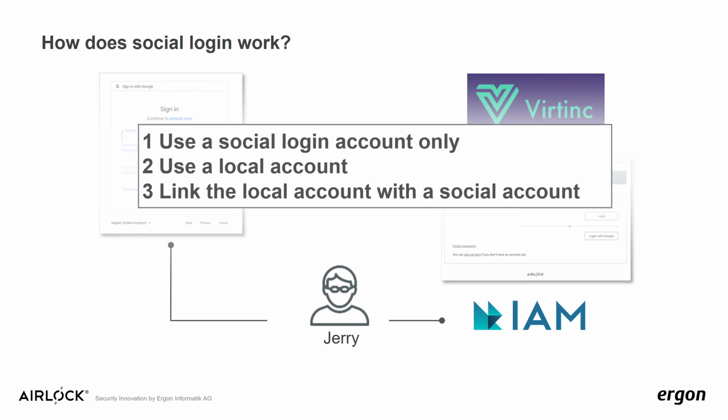First, use only a social login account to access the application. Second, register a local account on the Verting service. Or third, if Jerry has already a local account, he could link it with his social account. This gives him the option to use both accounts to log in to the service.